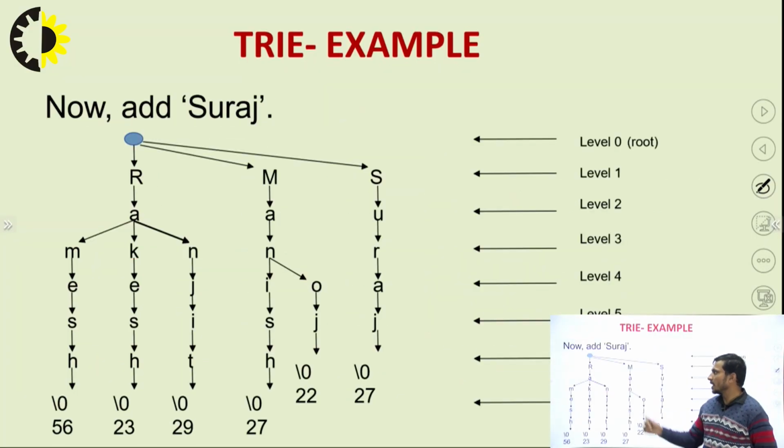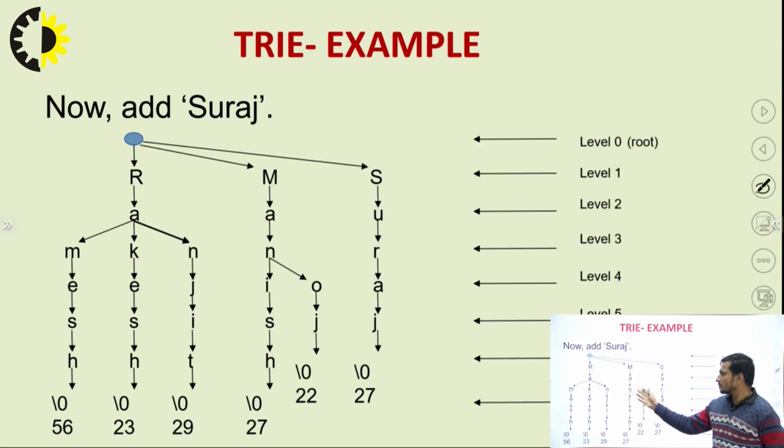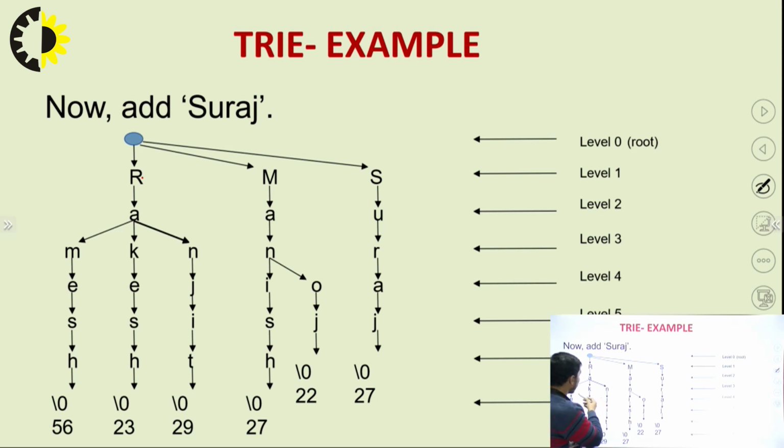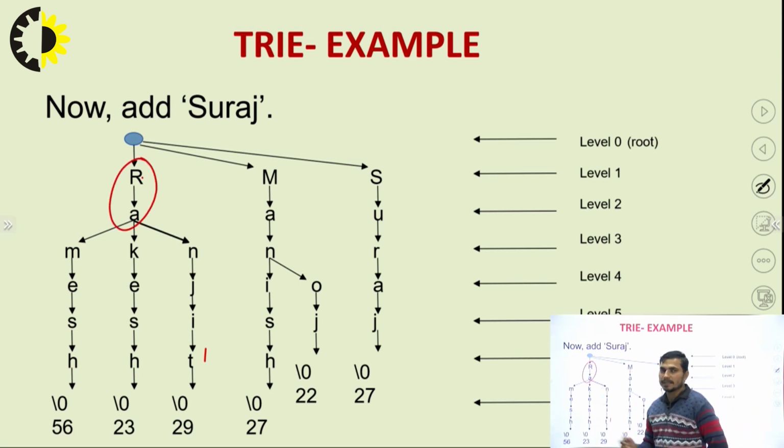Now we are going to add some more names in this particular tree. For example, after Rakesh, what are we having? First we have stored Rakesh, then Ramesh, and then let's say we are having Ranjit. So in Rakesh, Ramesh and Ranjit, RA is common. This RA is common in all three.